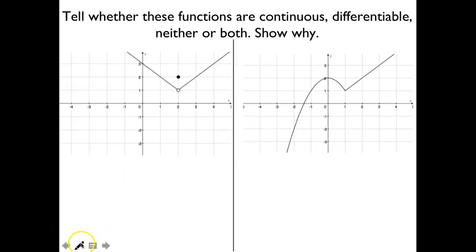Okay, this one. It does have a limit. Limit's 1. It does have a point. It's 2. But they do not equal each other. So, let's make sure you guys write this correctly. The limit as x approaches 2 of our function does not equal f of 2.